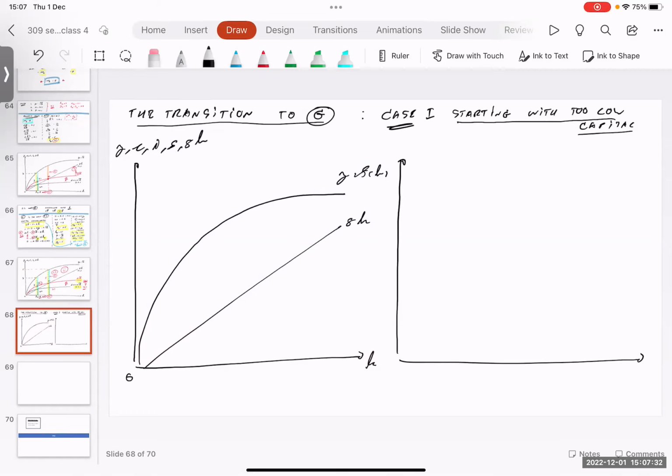And your country starts with too low capital. Here, investment equals saving equals s1 f(k). Too low capital starting here, and the steady state point is over here. At the starting point, your country is poor. You have a very small amount of capital.